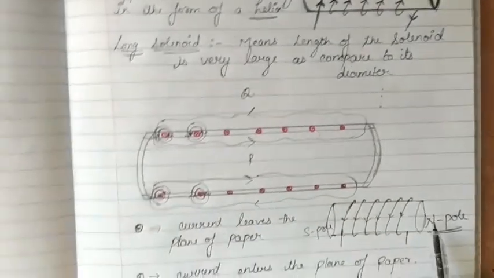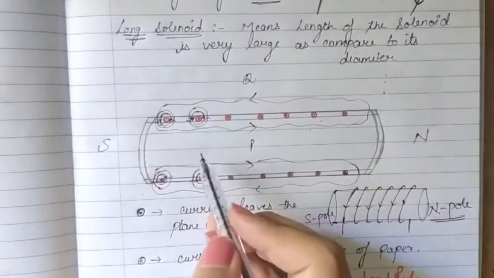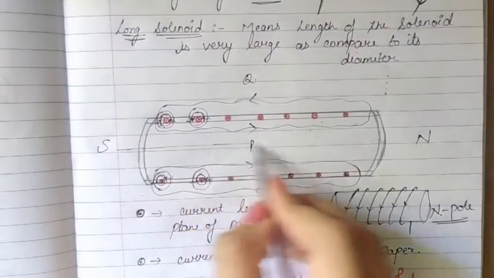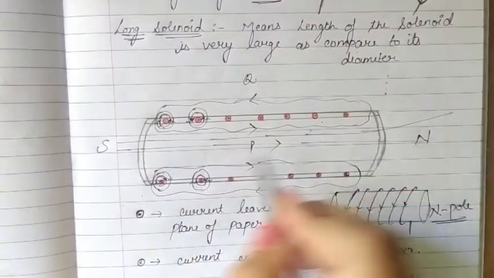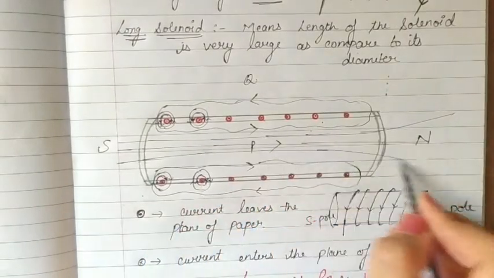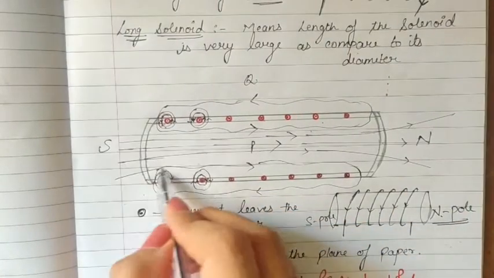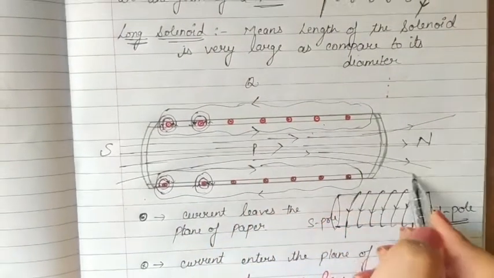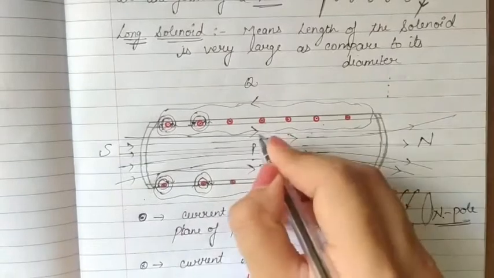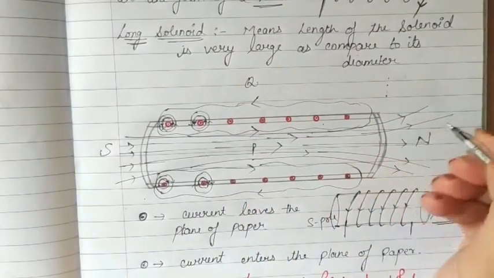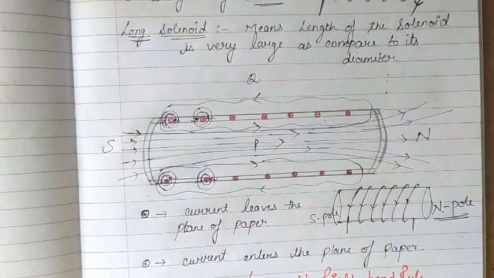Alright, so we know that the magnetic field lines start from north and end towards south. So this is the North Pole and this is the South Pole. So here we have north and this is south. So the magnetic field lines we can draw must be like this. They come out from north and end towards south. This is the representation of magnetic field lines across a solenoid.